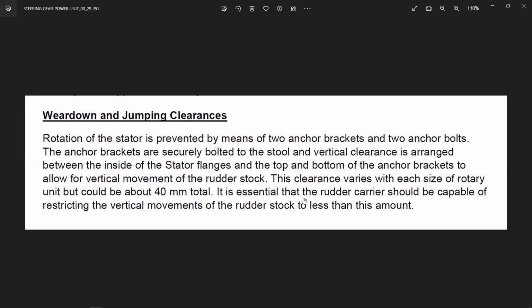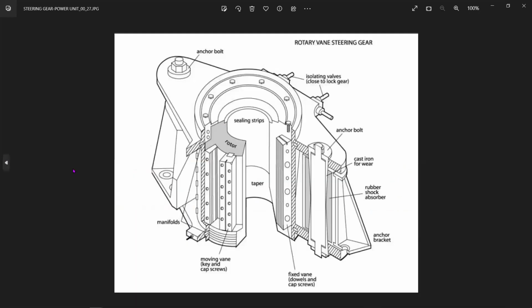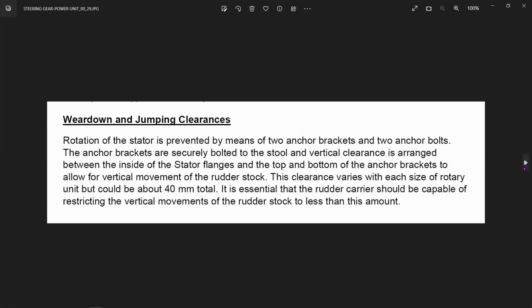It is essential that the rudder carrier should be capable of restricting the vertical movement of the rudder stop to less than this amount. That means whatever the total amount of the movement, it should be less than 40 millimeters, either the vertical movement upwards or the wear down of the rotary vane bearing downwards. As I discussed previously, there is a thrust spring in this rotary vane which takes care of it, and a taper which allows for the non design of the rudder carrier bearing.